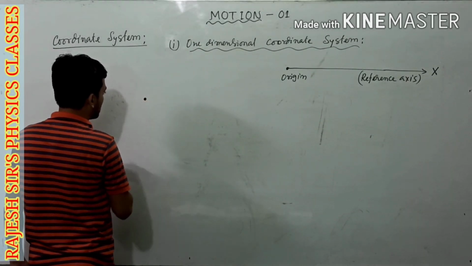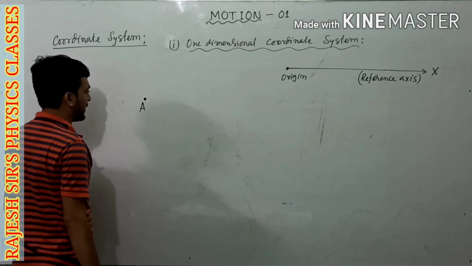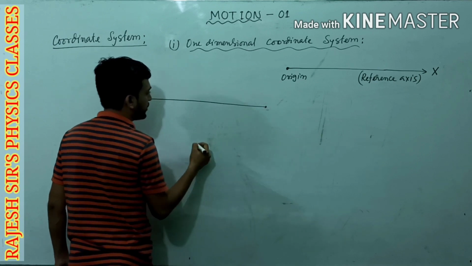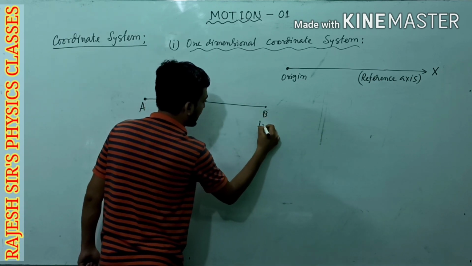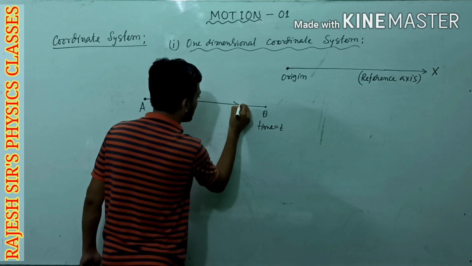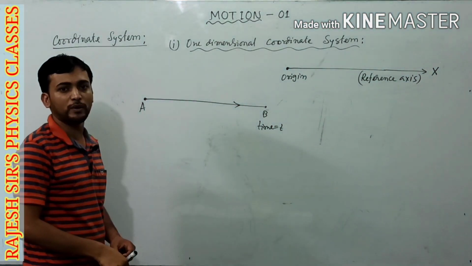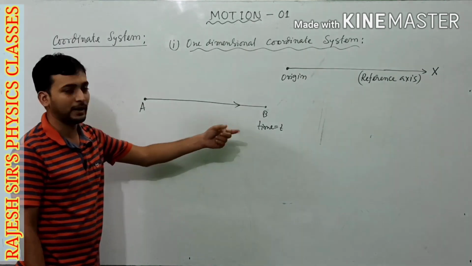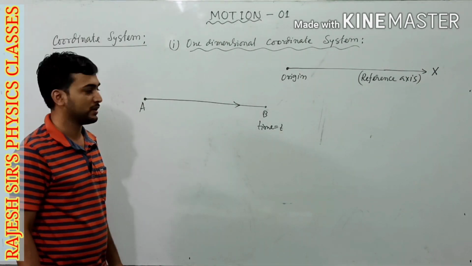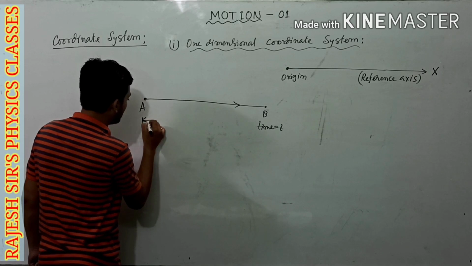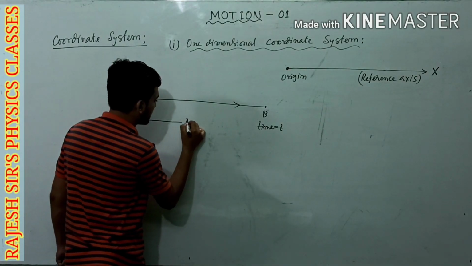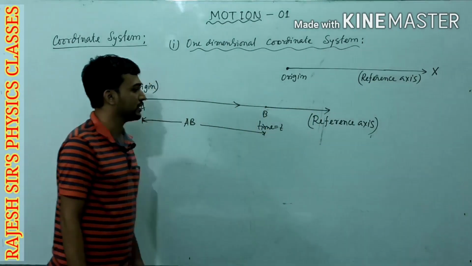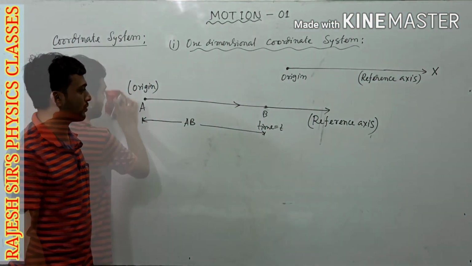Suppose one ant is situated at point A and it has shifted its position from point A to point B in time t along this straight path, and you have been asked to find what will be its location after time t. Now what will be your reply? Your reply should be the ant is at a distance of AB from the starting point A. So here is the usefulness of one-dimensional coordinate system.